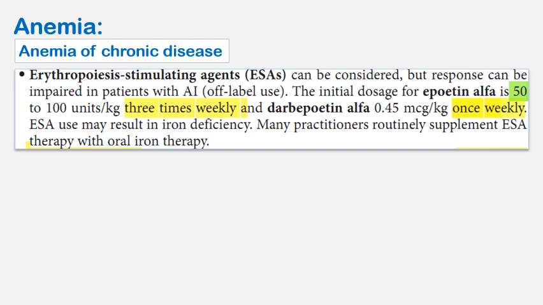When there is a response to this treatment, the RBC production will increase and the consumption of stored iron will begin, and the iron stored in the body will be reduced. So sometimes there is a need to replenish the stored iron with iron supplements.